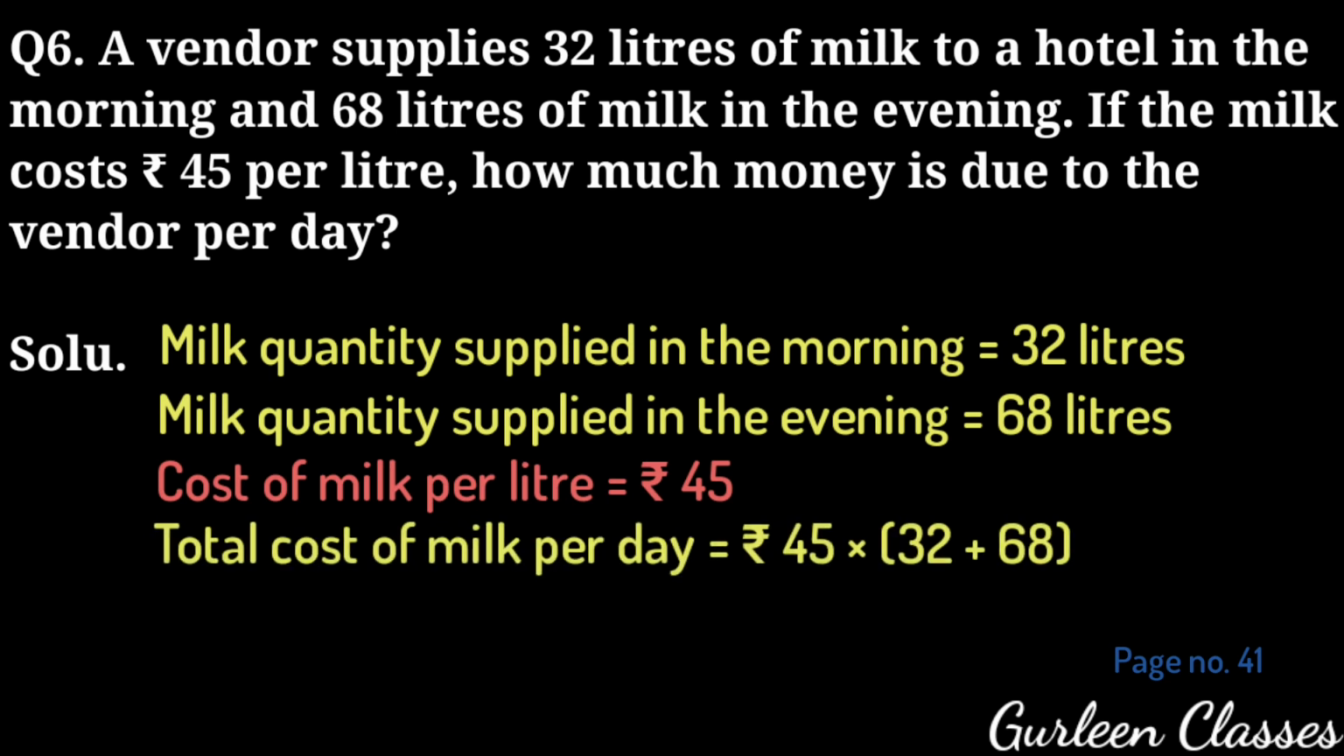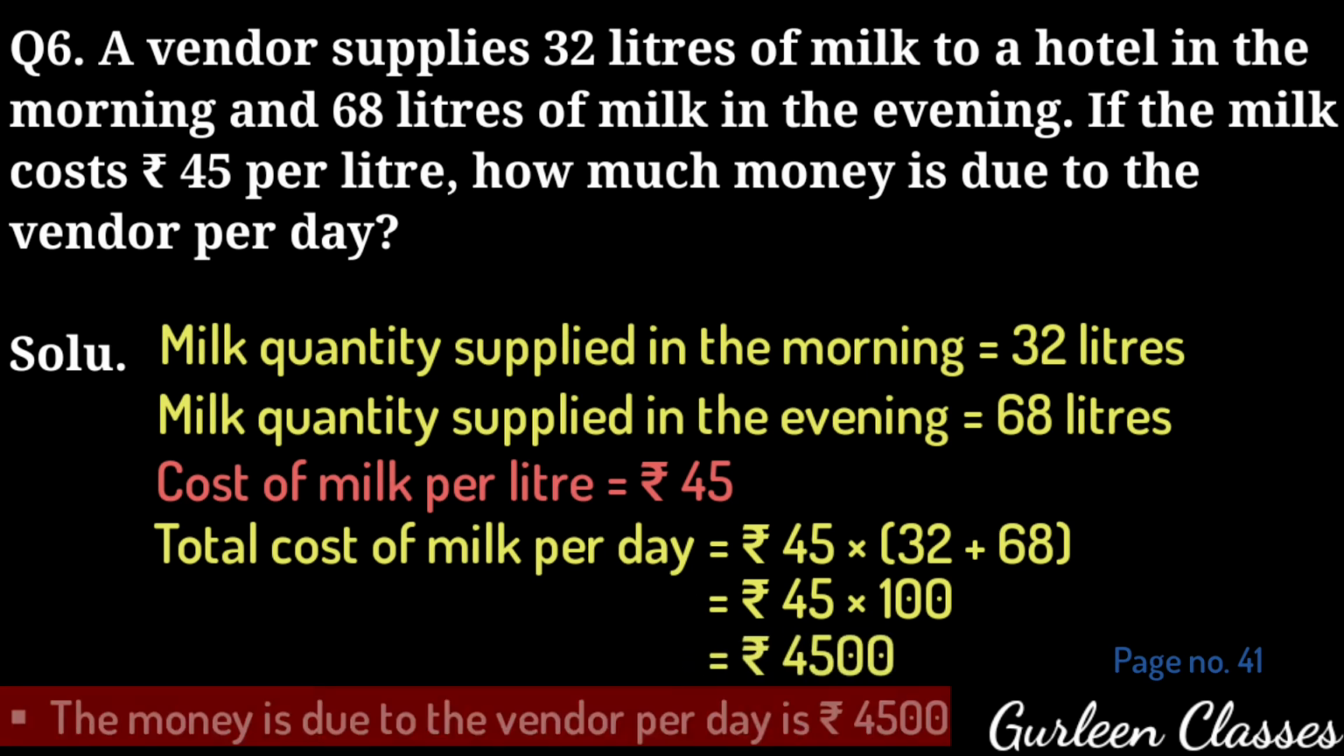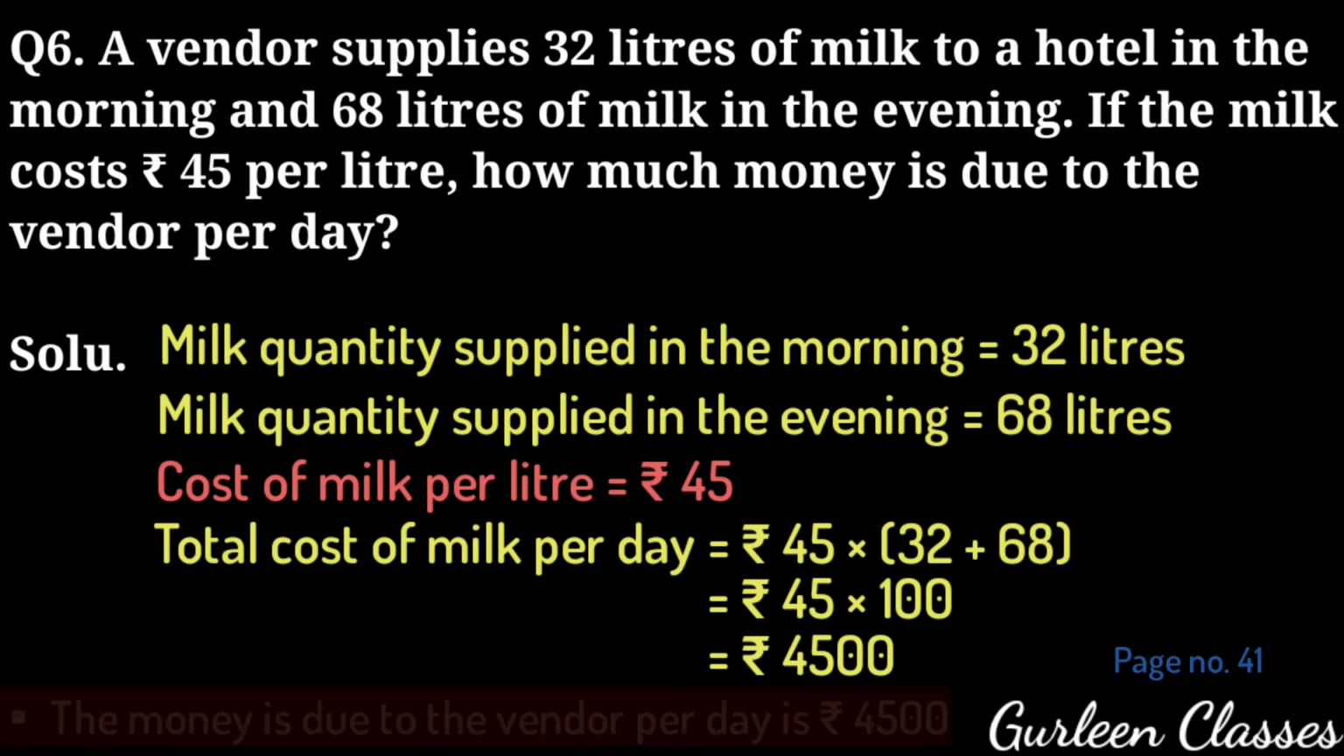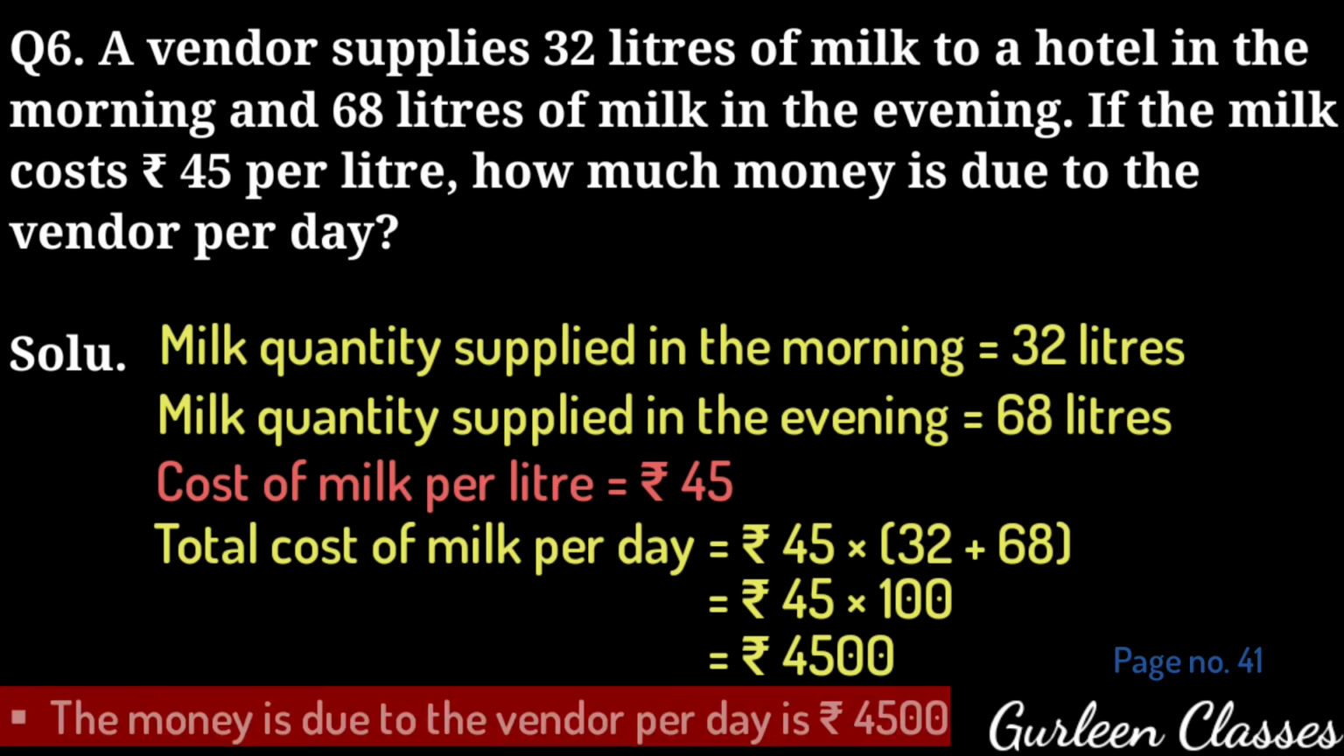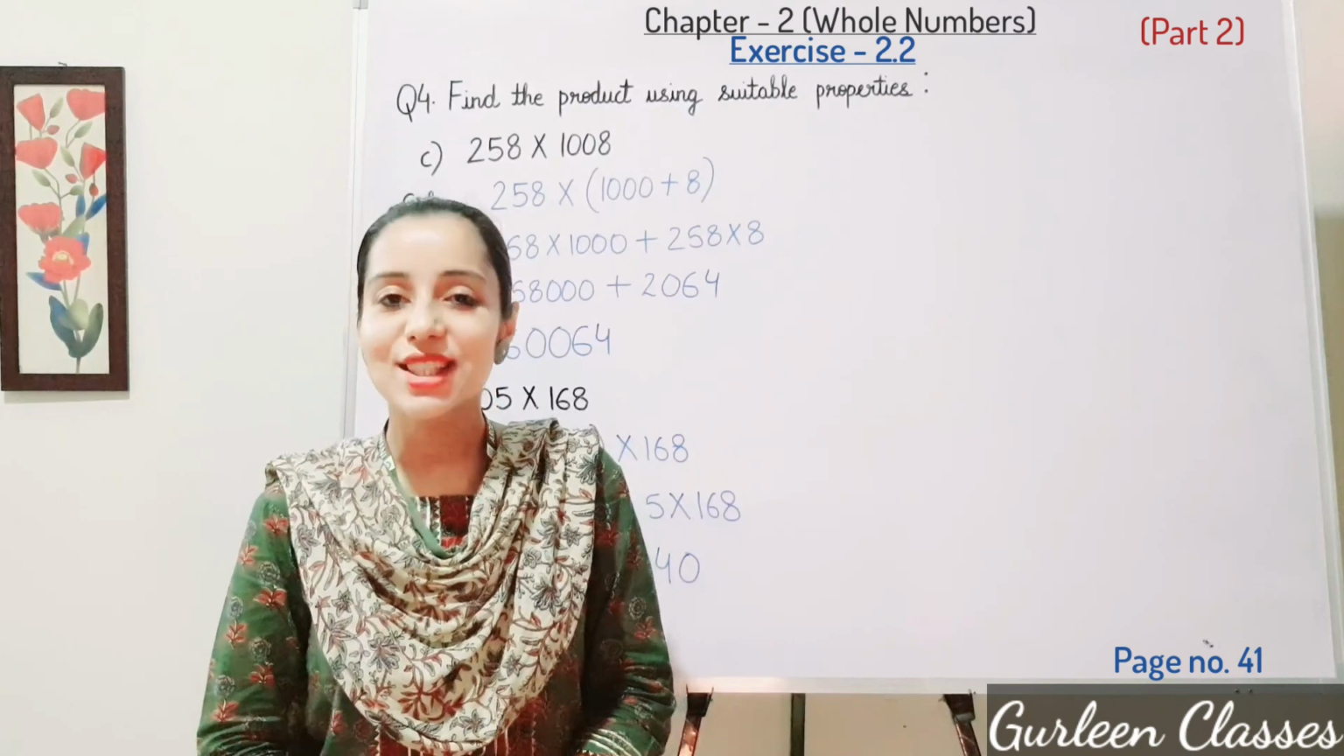So total cost of milk per day is rupees 45 into 32 plus 68, that will be rupees 45 into 100, that is rupees 4500. At last we will write, hence the money due to the vendor per day is rupees 4500.